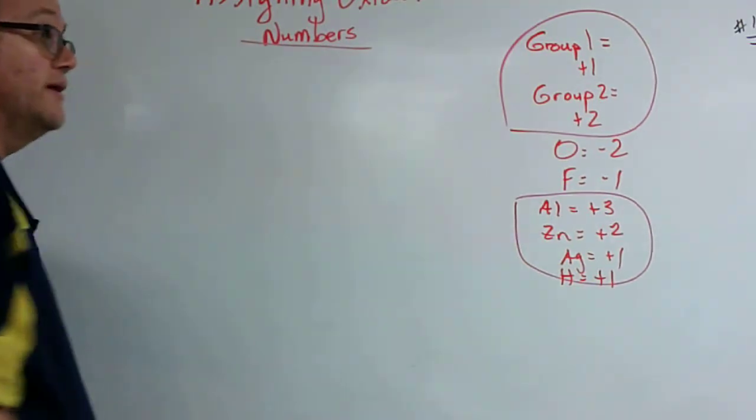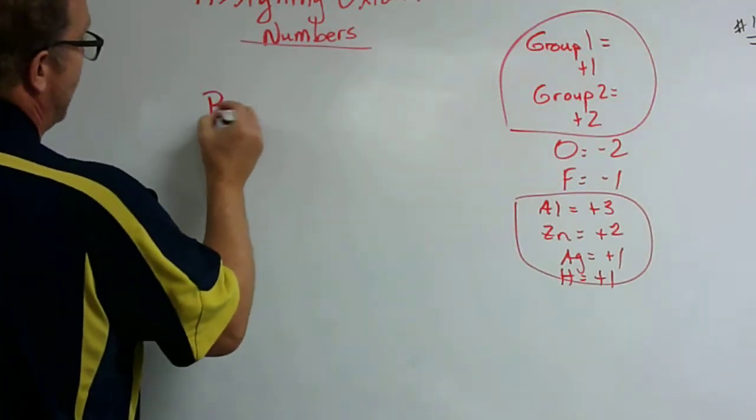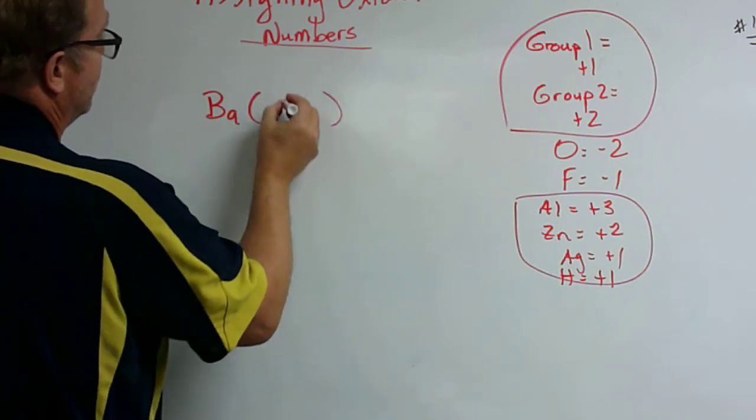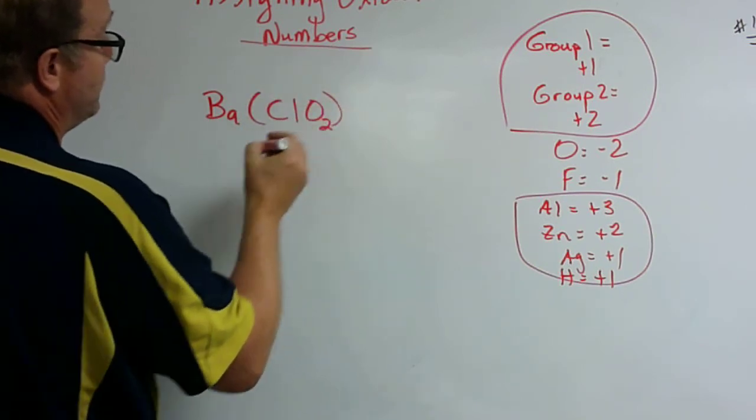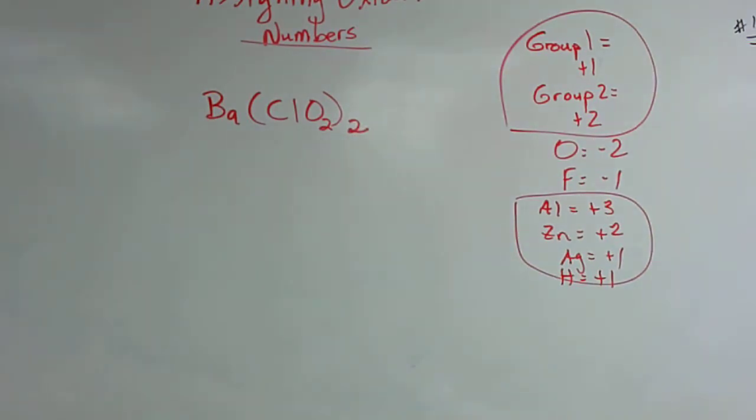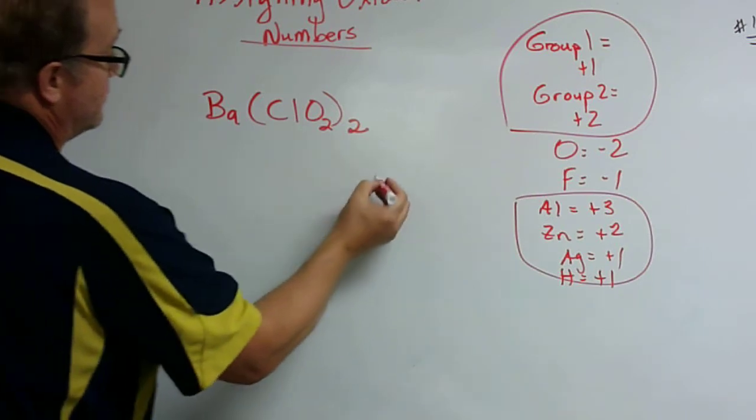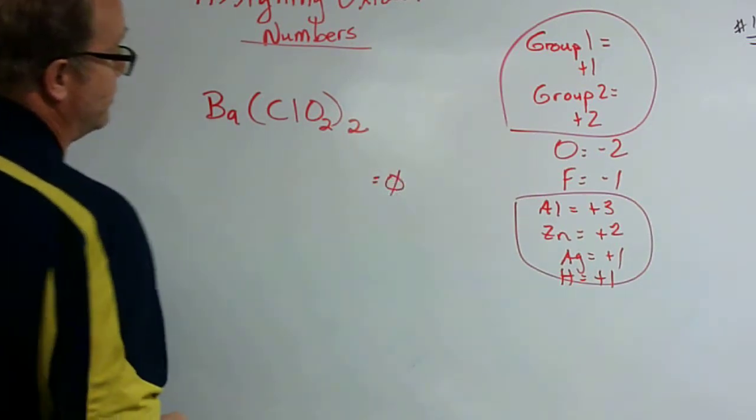Let's go with one that's going to be a little bit more complicated, but not awfully difficult. Let's go with Ba(ClO2)2, that's chlorite, with a 2 outside of this. Now remember, you have your little tools that you can use kind of like in mathematics. We can look at this. First of all, it has to equal 0.